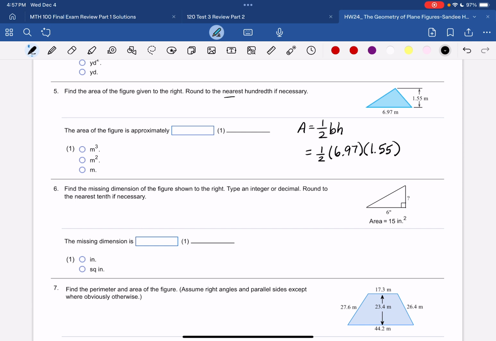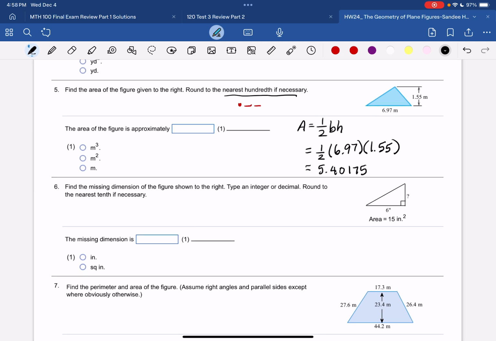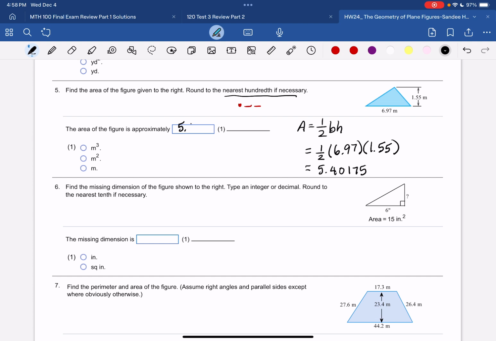And let's see, round to the nearest hundredth. Just like 100 has 2 zeros, hundredth is 2 places past the decimal. So here I have 5.40175. And if we're just going 2 places, it's 5.40 measured in squares, so square meters.